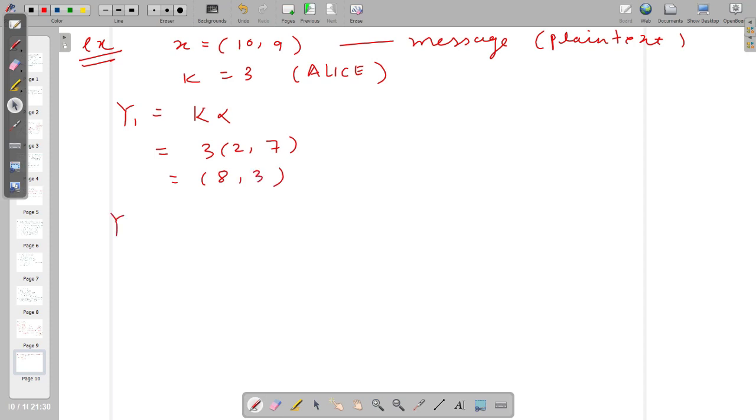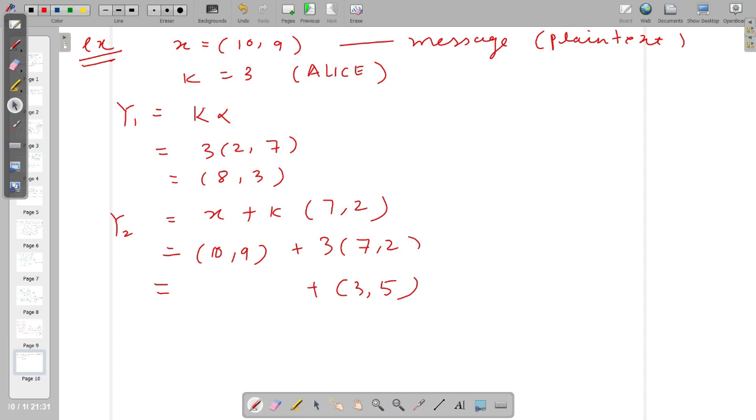Now y2 is the masking: x plus K times 7,2. So x is 10,9 and K is 3, times 7,2. When we calculate 3 times 7,2, it comes out to be 3,5. You can calculate it. Now 10,9, when we add these two points, it results in 10,2. So now we have two messages, y1 and y2.